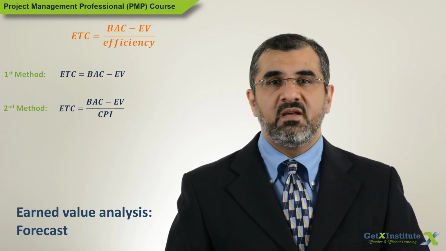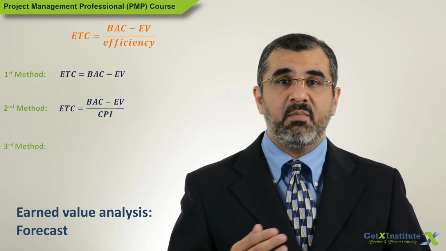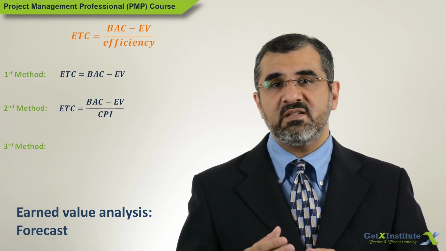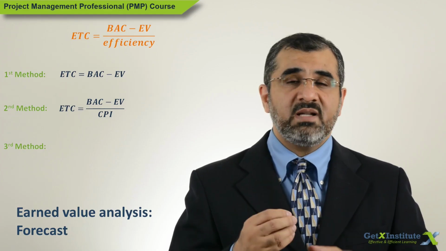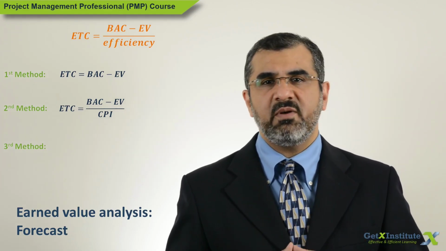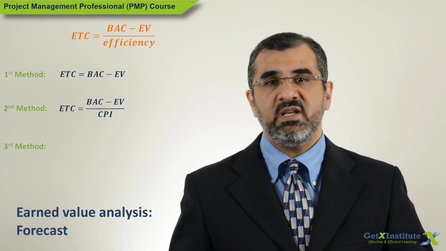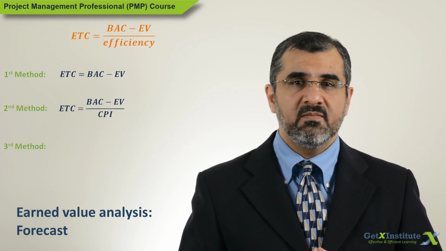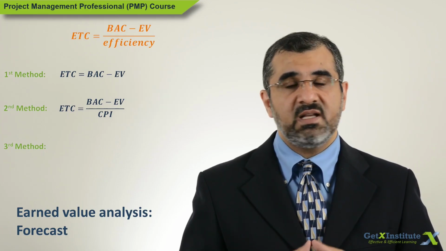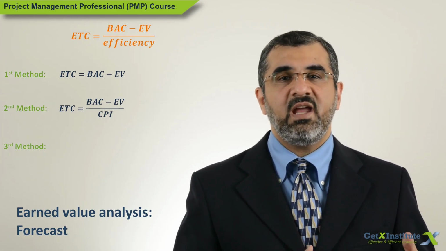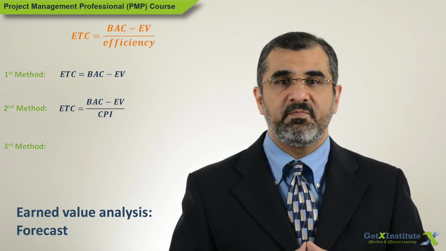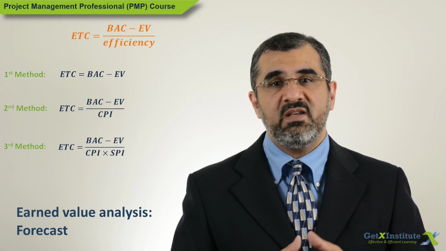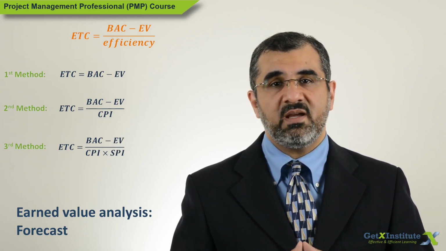Method 3. Remaining work will be done at the combined rate of current progress. This method is used when schedule performance impacts the forecast directly. For example, work finished earlier saves money and finished later results in more funds spent. The combined effect does not need to be 50-50. It can be 80-20 or some other ratio. The formula is ETC equals (BAC minus EV) divided by (CPI and SPI combined).